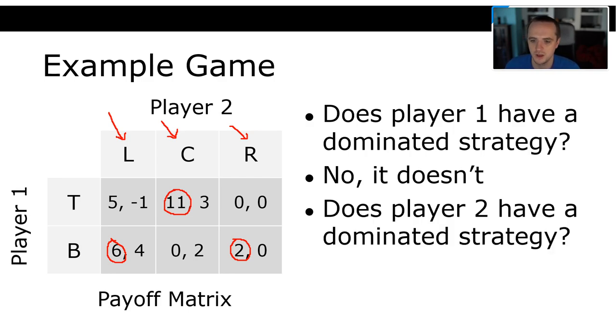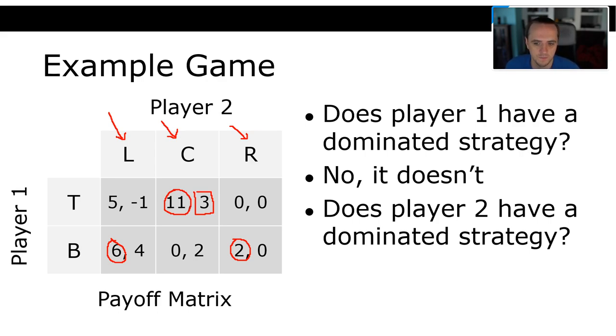Okay. So does player two have a dominated strategy? Can anyone in the chat say that? People are saying no in the chat. So let's have a look. We're going to do the same thing, but for player two. If player one chooses top, left gives player two negative one, center gives three, and right gives zero. So if player one chooses top, then we choose center.